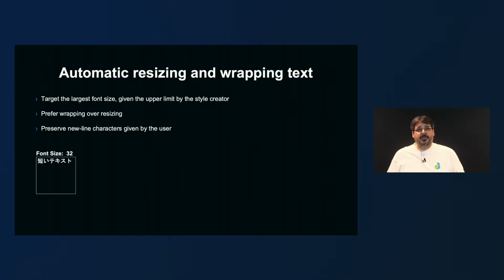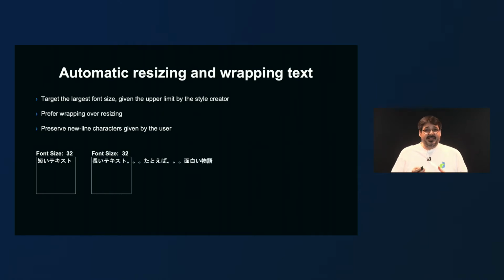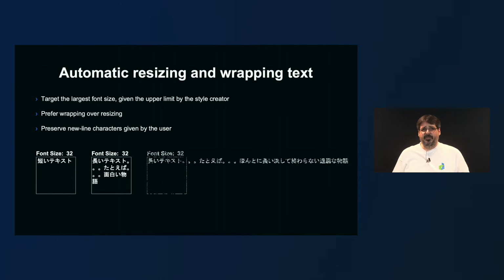In this first example, well, the text already fits in the area, so we don't need to do anything. Let's take a look at another one. In this example, though, the text is wider than the area, so the algorithm will prefer to wrap. And again, until the whole text fits into the area. Let's take a look at a different one.